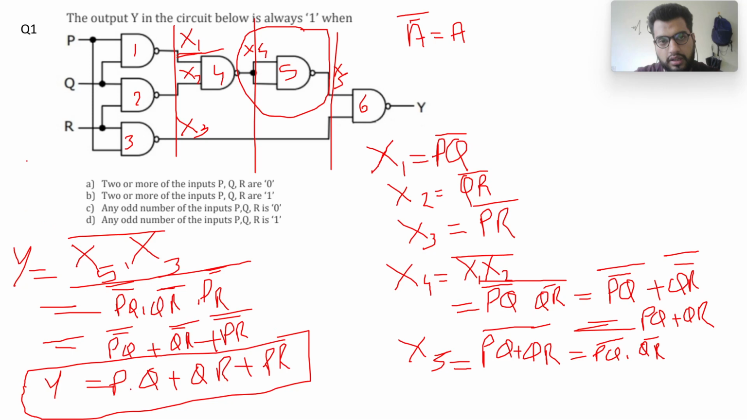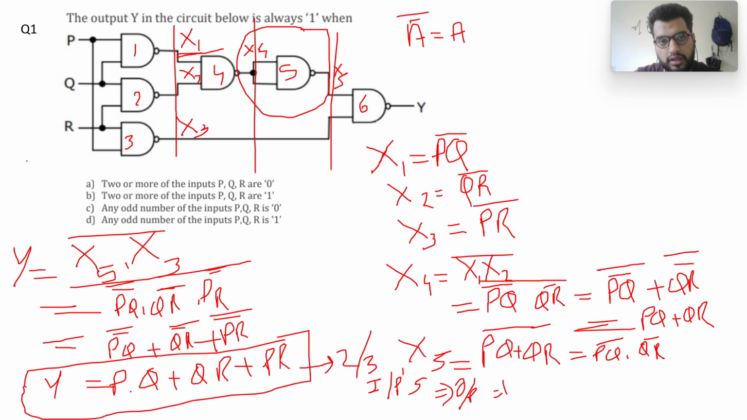So if you carefully examine this, when is this Y equal to 1? When any of the terms PQ plus QR plus PR is 1, because in our operation, if any of the three terms is 1, it will be 1. So either PQ should be 1, QR should be 1, or PR should be 1. So this is satisfied when two of the three inputs are 1, then output is always 1.